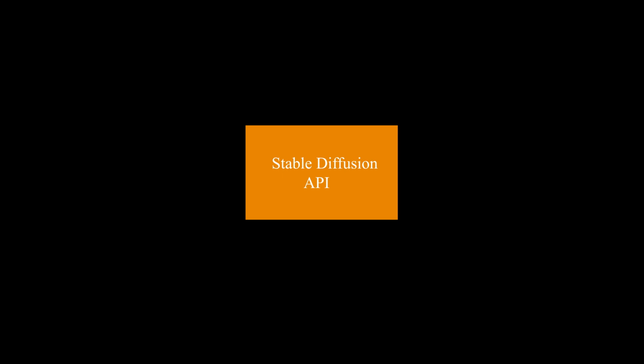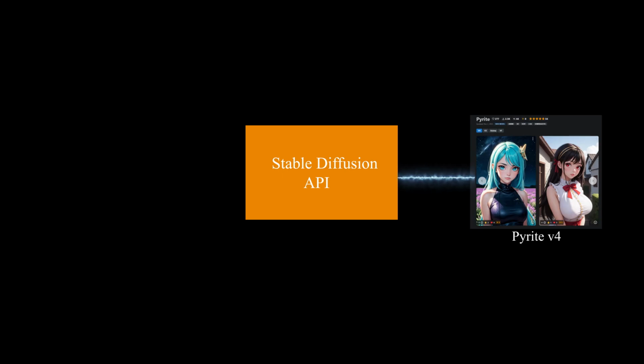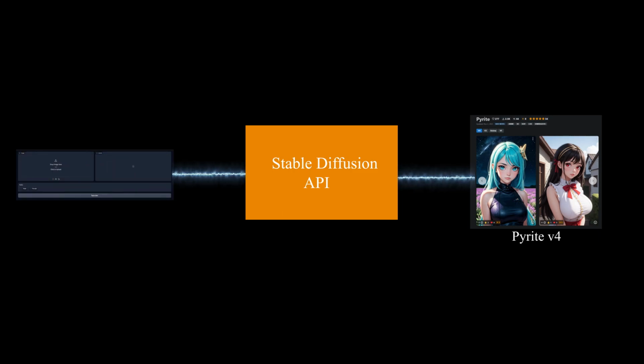Let's understand the flow first. We'll use stable diffusion models using Automatic 1111 web UI with its API enabled. We'll set this up later in the video. For the model, we'll use Pyrite V4 from Civit AI, which is a great model for generating anime characters. And at last, we'll use Gradio with Python to make a sample UI to take an image and pass it to the API. So this is the final flow.